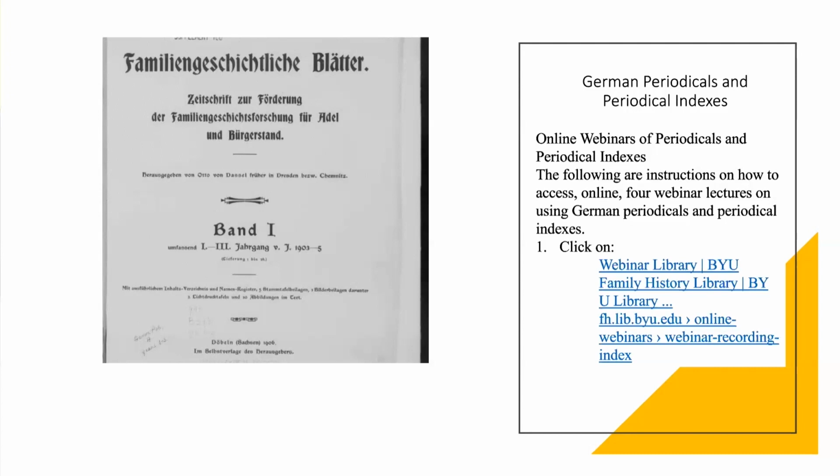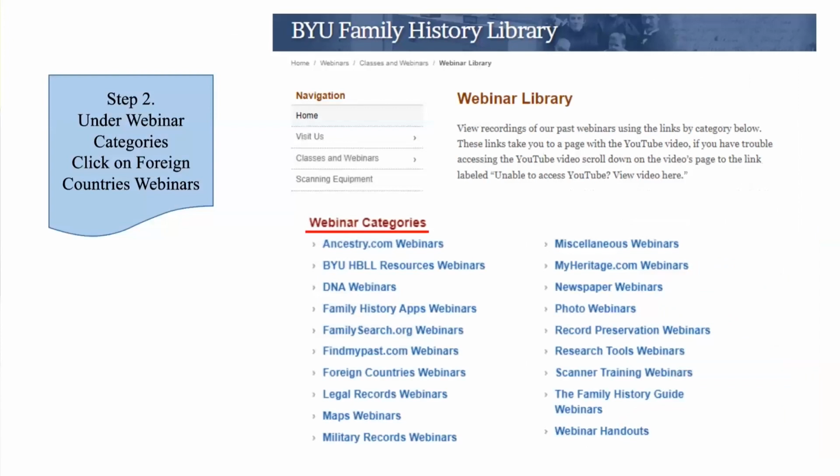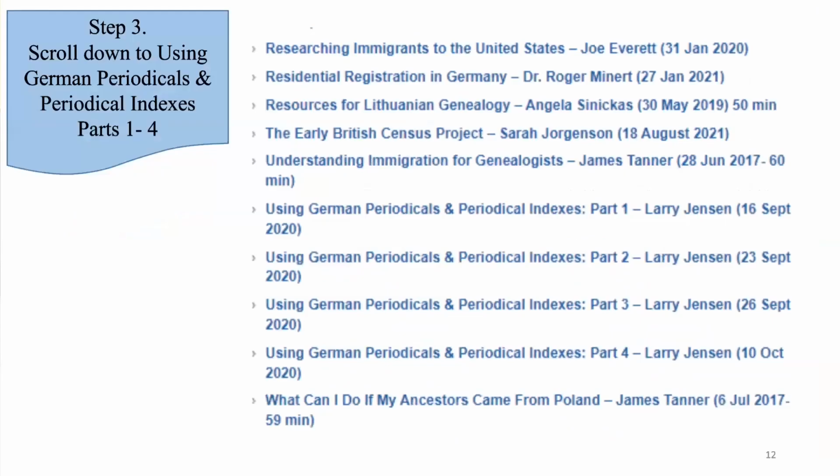Step 1 is to click on the following website. Step 2, under webinar categories, click on Foreign Countries webinars. Step 3, under Foreign Countries webinars, scroll down to the titles Using German Periodicals and Periodicals Indexes, parts 1 through 4.